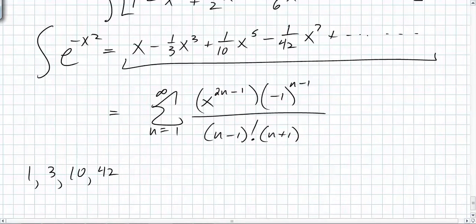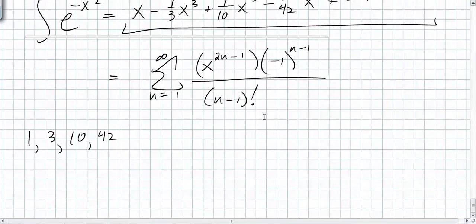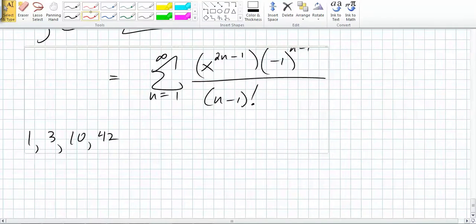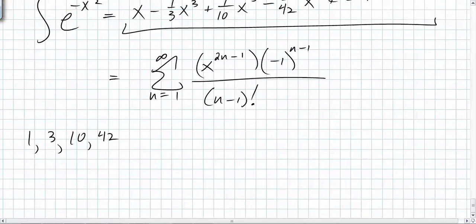Well, let's plug in 2. Plug in 2. What do you get? 2 times is 1/3, right? Plug in 3. What do you get? 4 times. Oh, I'm close. Should be what? Plus. Well, let's just guess it and see what happens.